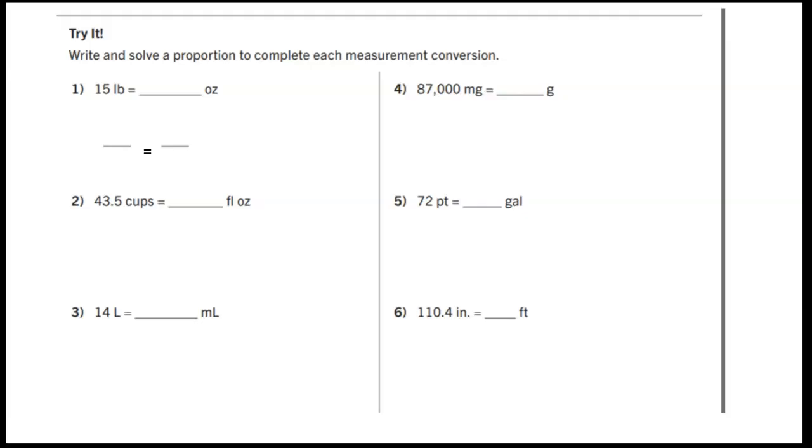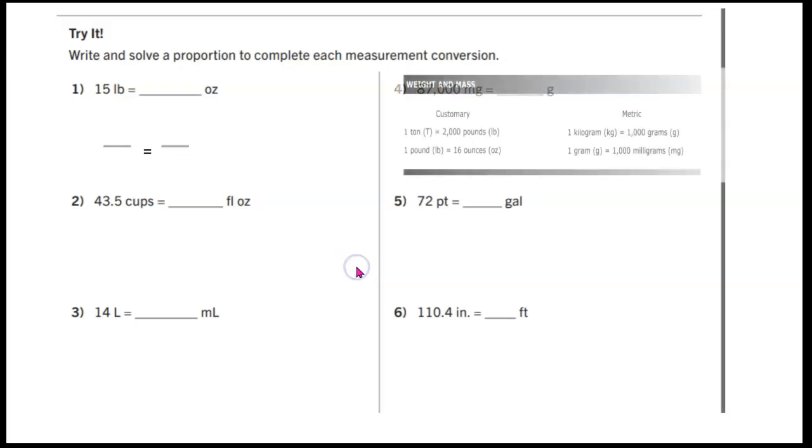Now let's do a couple of examples on our triad. Let's write and solve proportions to complete each measurement conversion. Here we have 15 pounds is equal to how many ounces? Using our reference materials, we know that 1 pound is equal to 16 ounces. So let's set up our proportion.